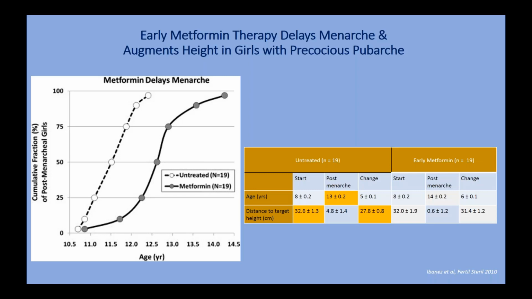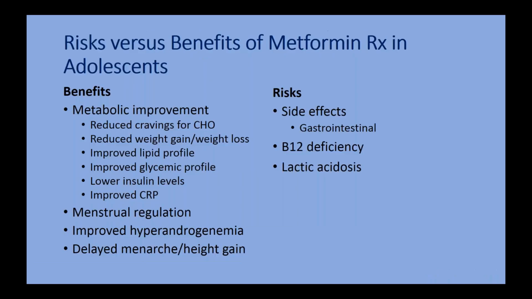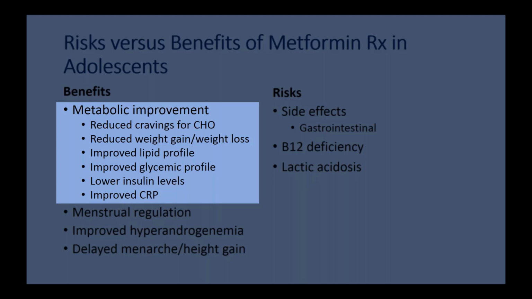So metformin use can really mitigate these long-term detriments on kids who are appropriately selected for its use. So, risks versus benefits of metformin in the adolescent population. Benefits, then, are metabolic benefits. Reduced cravings for carbs. This is so commonly acknowledged by the parent, not as much by the child, of the youngster having binges on carbs.